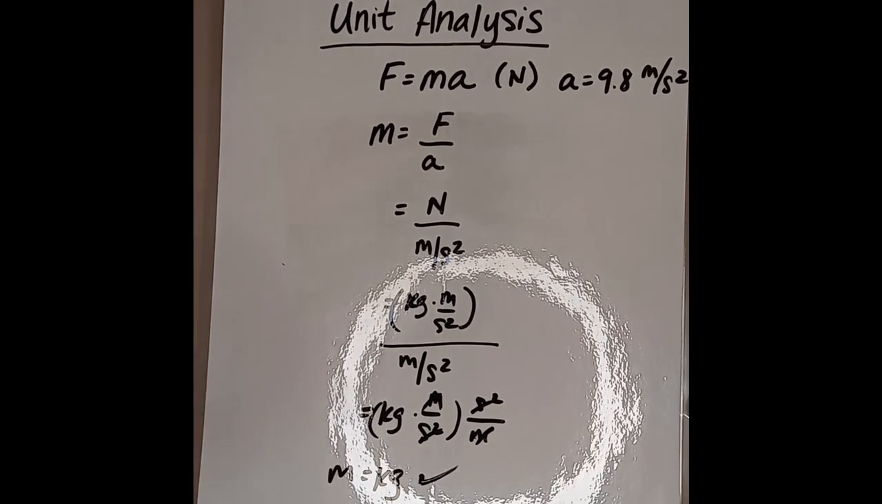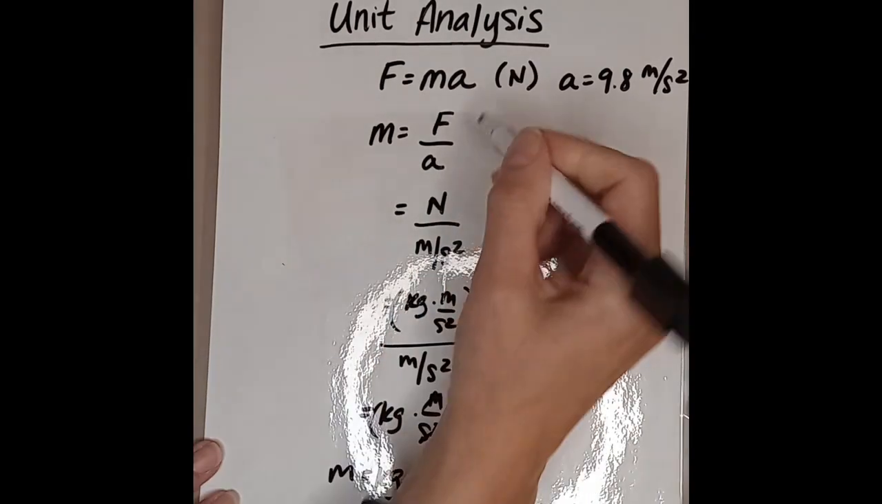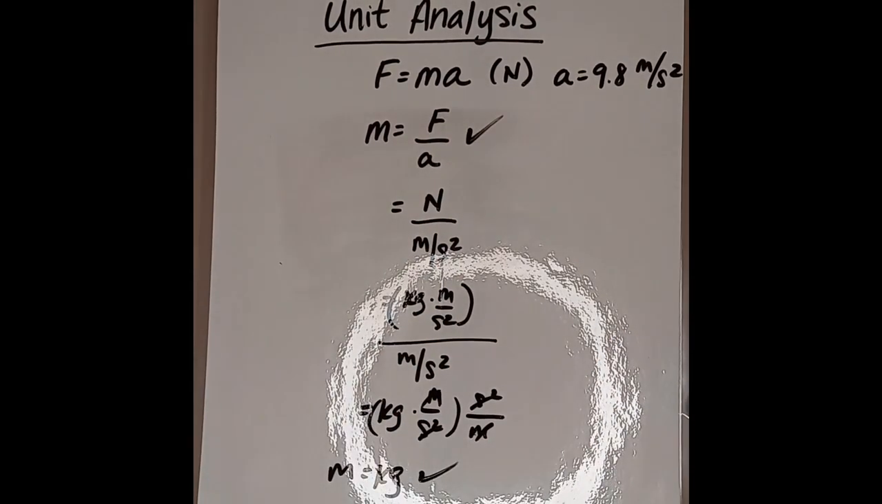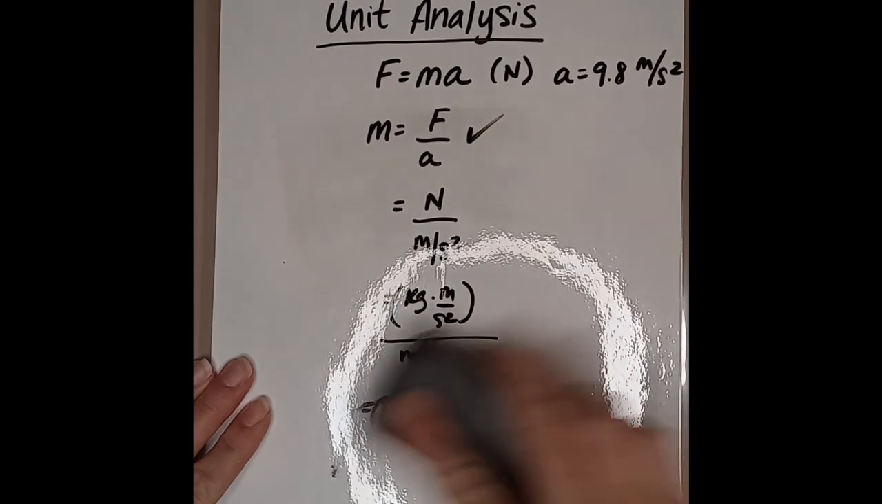So there we can see we got the right units for mass, should be kilograms, so we know that this is the correct solution of that equation for mass. So again, just a quick way to look at unit analysis. You don't have to worry about numbers. You just go through and see if your units work out correctly.